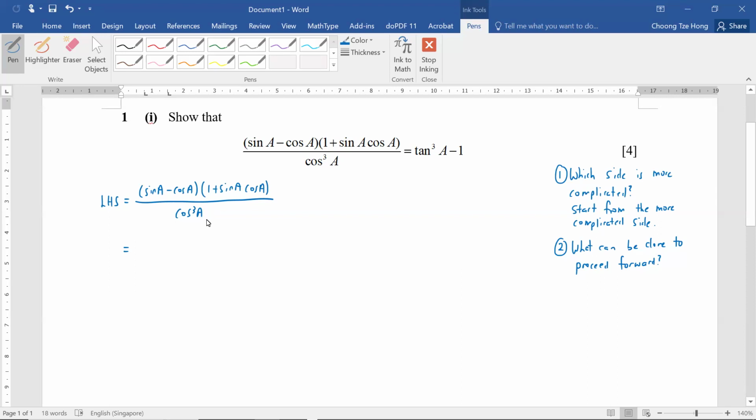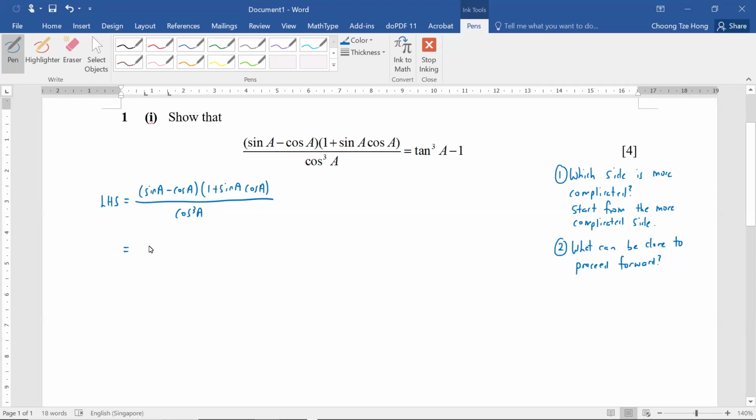So it will not make sense if you try to split up the cosine cube A to, let's say, cosine A times cosine square A, and then try to apply some identity. It's just going to make the expression more and more complicated. Right, so let's expand the numerator and we will see what happens.